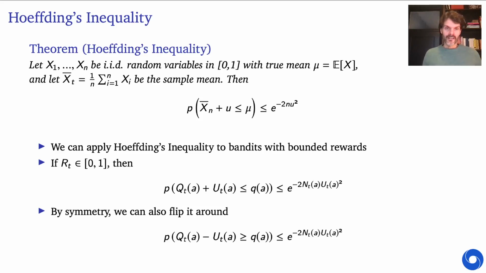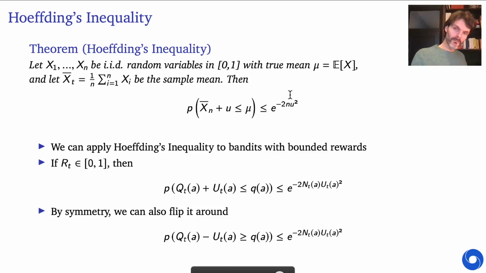Now we're going to define x bar, so x_t with a bar on top, as being the average or the sample mean for all of these random variables that we have so far. And what Hoeffding's inequality then allows us to do is to consider how far off this mean could be. So consider some quantity u. If we add that quantity u to the mean that we've estimated so far, how likely is it that this thing, even after adding this u, is still smaller than the actual mean?